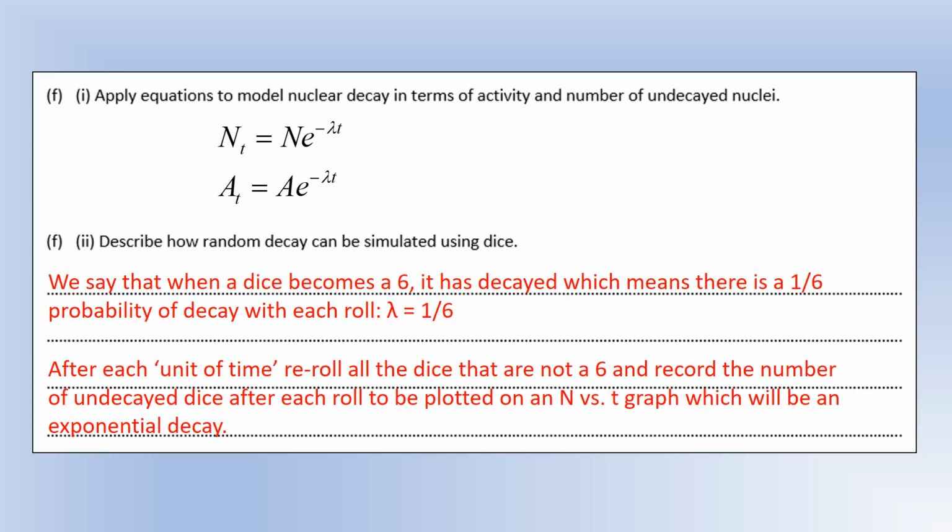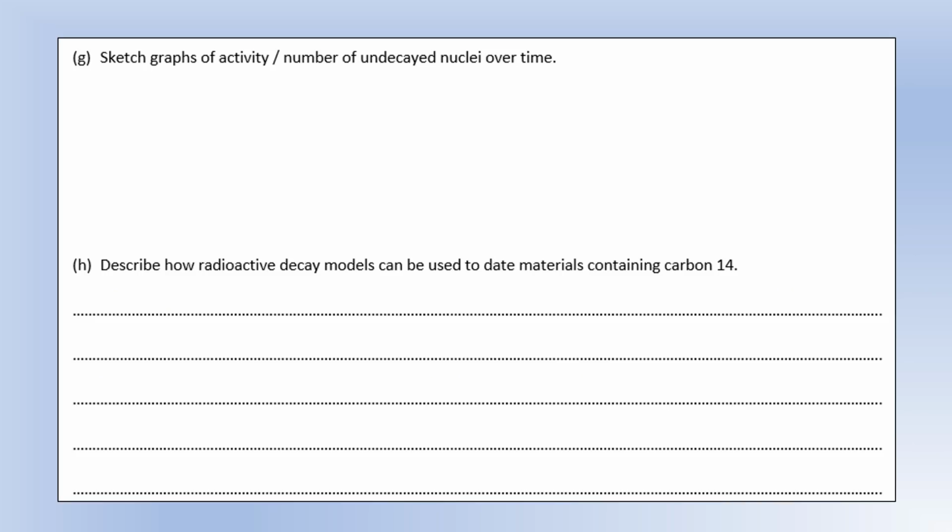So what we're going to do is roll all of the dice, and then we will re-roll all of the dice that are not 6s. So then we've had 2 units of time, and we'll re-roll all of the ones that are not 6 again, 3 units of time. And what we can do is plot the number of undecayed nuclei against time, and what you'll see is it comes out as an exponential decay. So anything that's modeled with just this probability, we're going to end up with an exponential type decay.